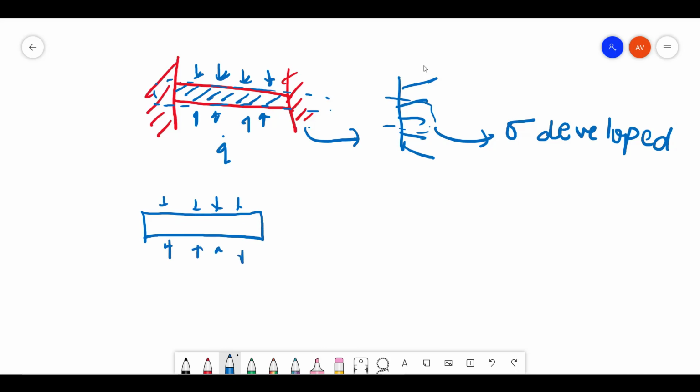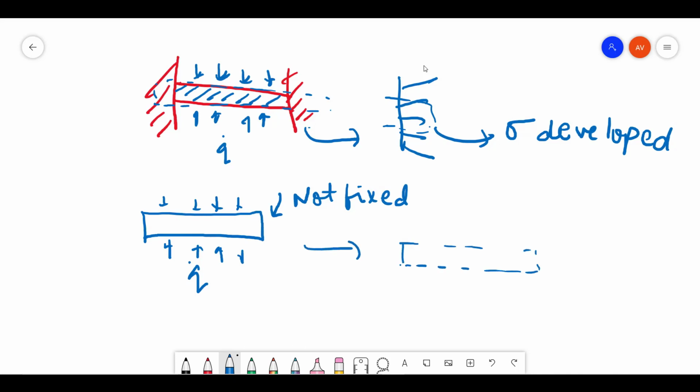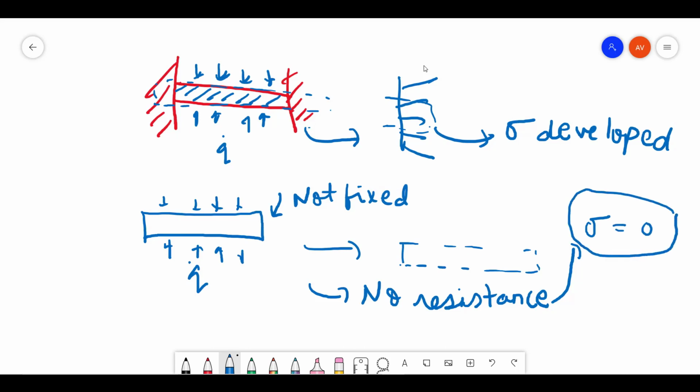Now if the same bar is given Q uniformly, but now your ends are not fixed, they are free, that means it will expand freely, so there won't be anything to resist. Therefore the stresses developed will be zero, because there is no resistance. If there was a resistance, only then would stress be developed. So, same problem, if your ends are free.